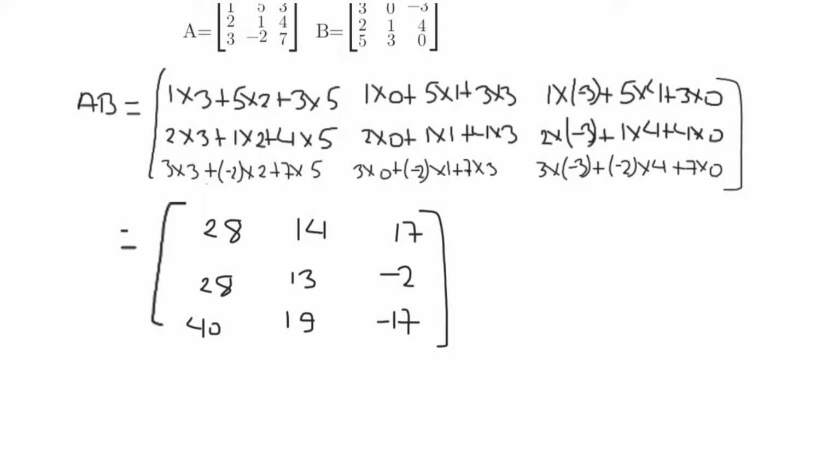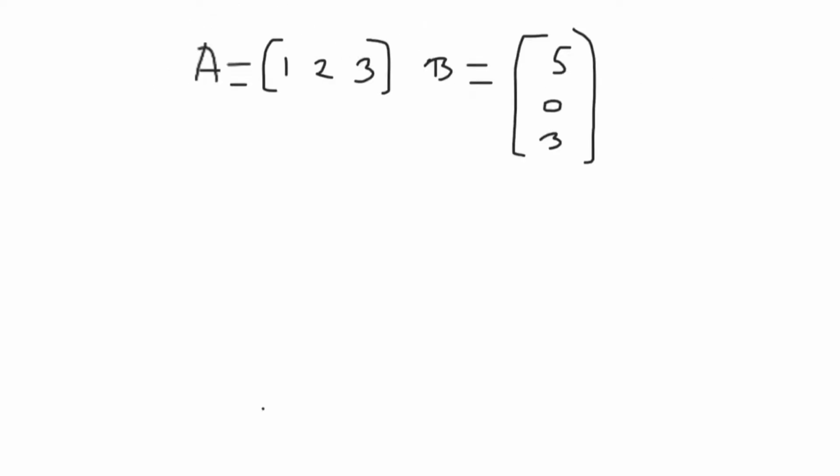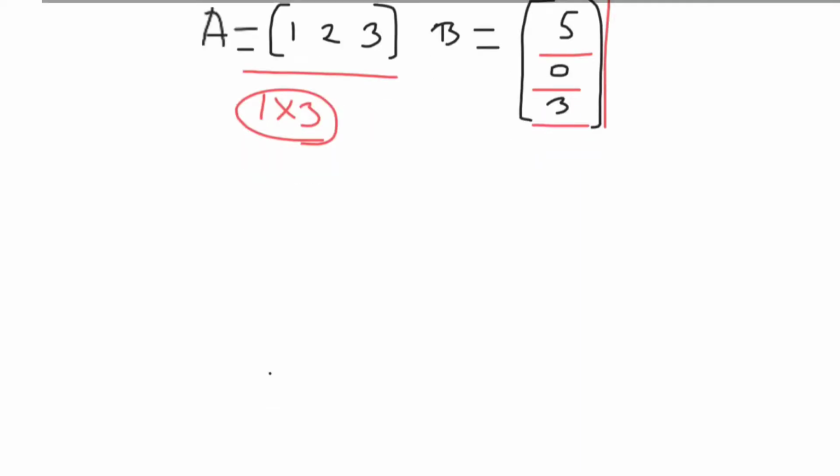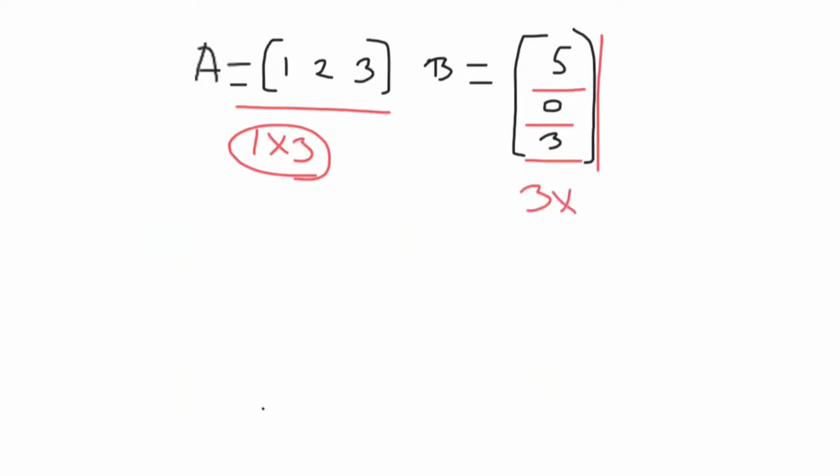Now, let's try multiplying these two matrices. Here, matrix A has only one row and 3 columns. So, it is a 1 into 3 matrix. Order of matrix A is 1 by 3. And you can see here matrix B has 1, 2, 3 rows and only 1 column. So, it is a 3 by 1 matrix.